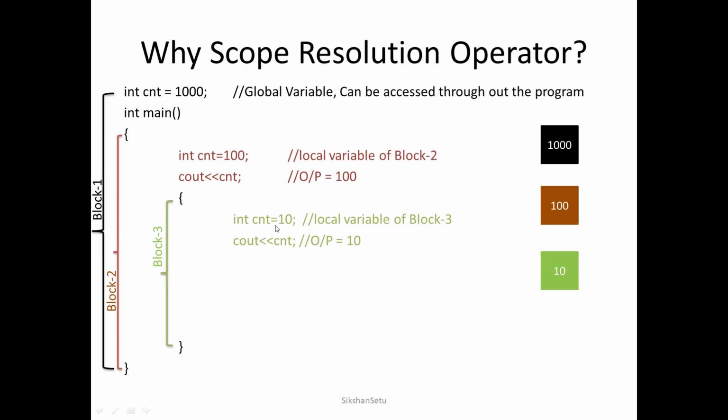What is the scope of this CNT? It is within this bracket. Outside this bracket, this variable cannot be accessed.